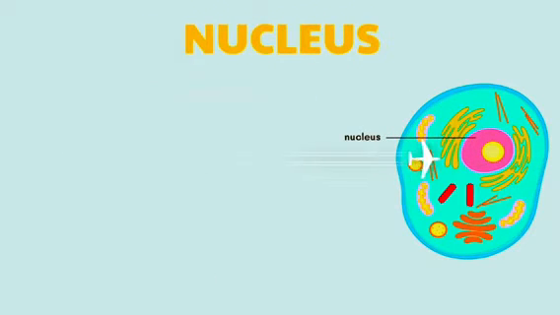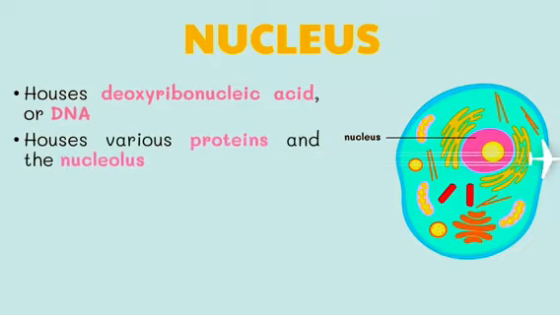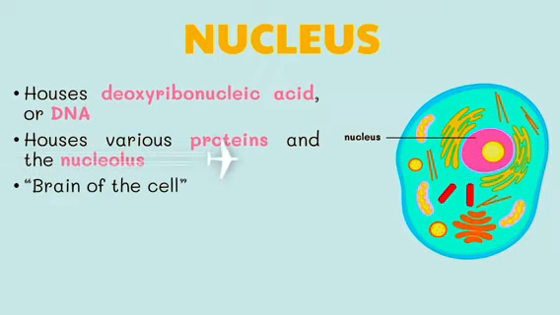The nucleus houses deoxyribonucleic acid, or DNA for short, which is the hereditary material that carries genetic instructions in all living things. It also houses various proteins and the nucleolus. It is considered as the brain of the cell because it directs all the activities of the cell.